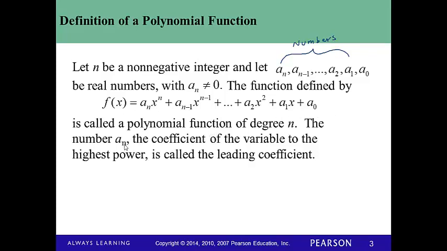The number a sub n, the coefficient of the variable to the highest power, is called the leading coefficient. So a sub n is our leading coefficient. And n in this power represents the degree of the polynomial.